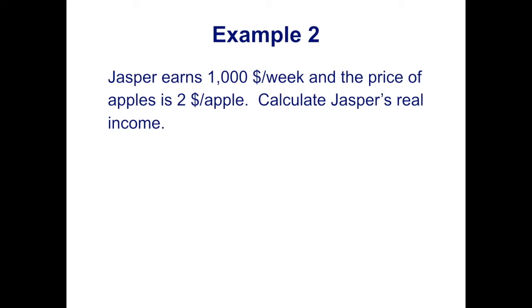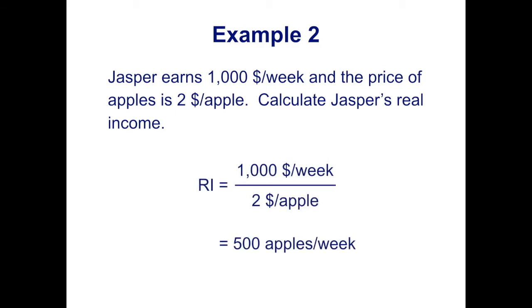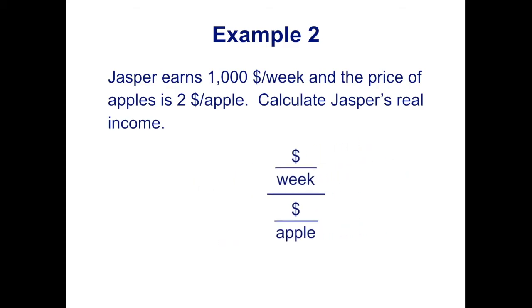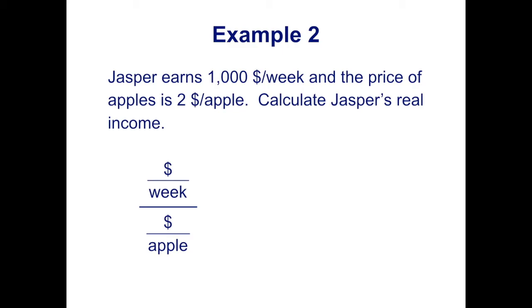In the second example, I'm going to calculate a real income. Now, in order to calculate the real income for Jasper, I'm going to take $1,000 per week, divide it by $2 per apple, and we end up with 500 apples per week. The dimensional analysis for this problem is going to be dollars per week divided by dollars per apple. This is a fraction divided by a fraction.